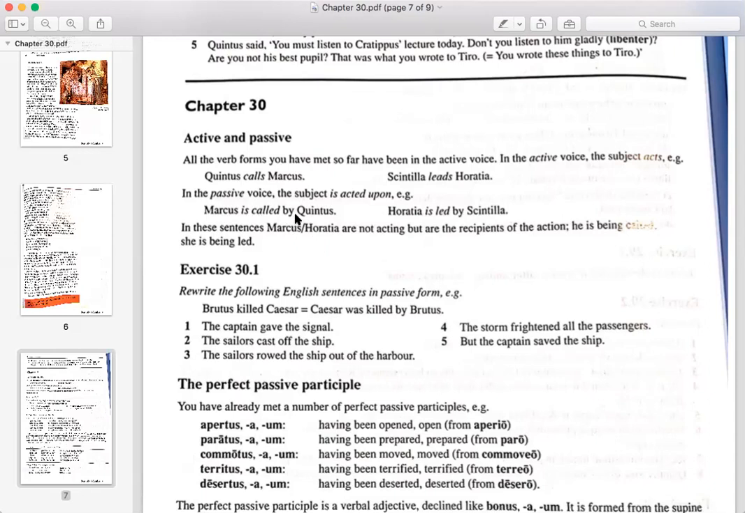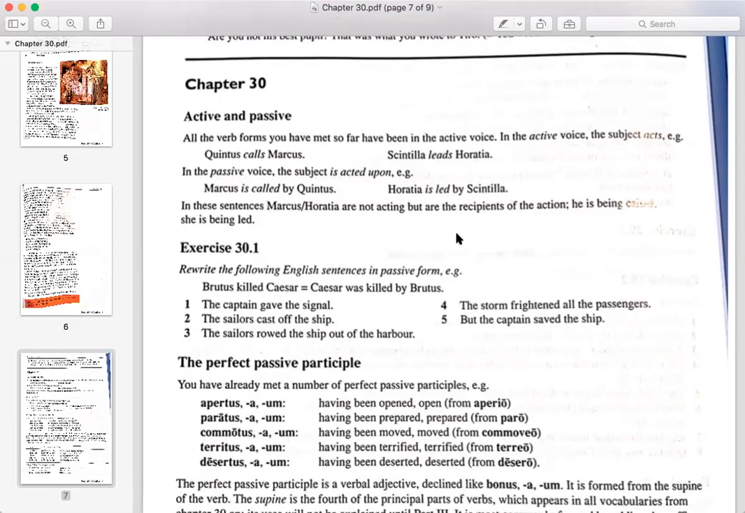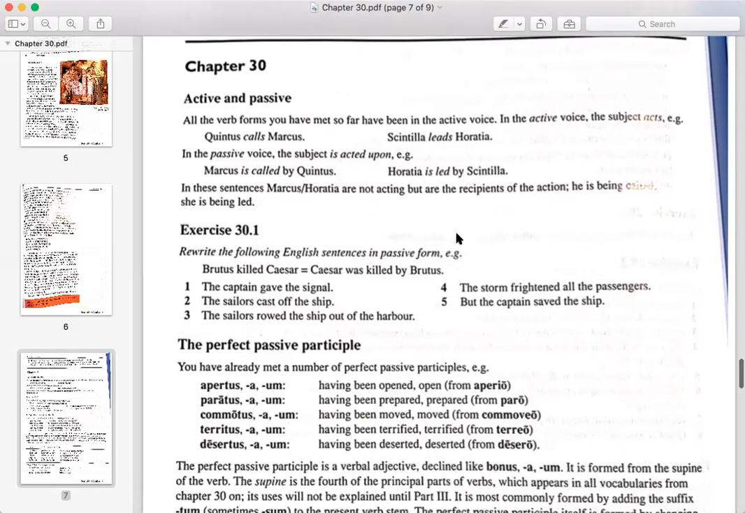Notice these by phrases. What is in the by is doing the action. So Marcus is receiving the action of being called by Quintus. Horatia is receiving the action of being led by Scintilla, but because the voice is passive, Horatia and Marcus are the subjects, so they would be nominative in Latin. When I was teaching English composition, a way I would try to explain this is if you can add by zombies to the sentence, then the sentence is passive.